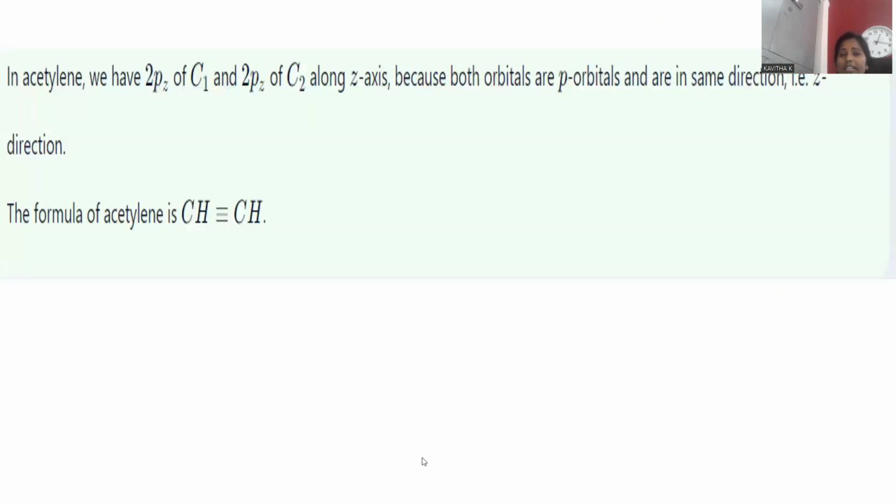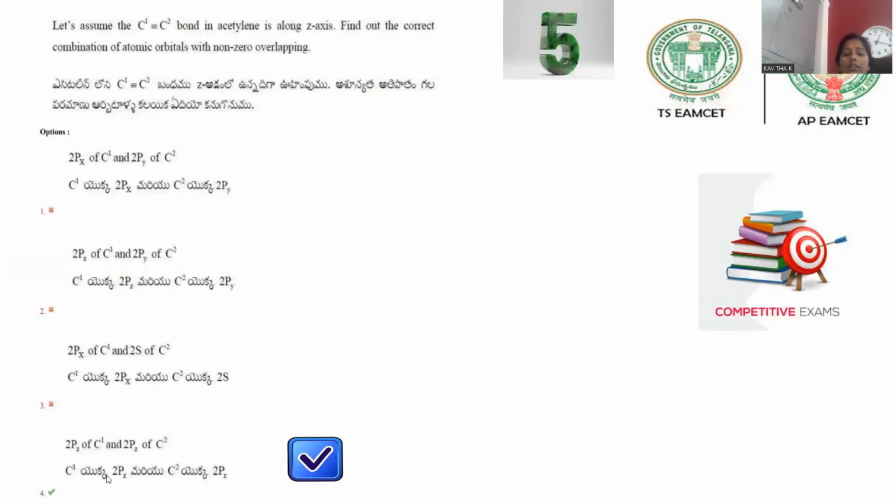Let's go with the detailed explanation. Acetylene is nothing but 2 carbons triple bonded. 2pz of C1 and 2pz of C2 are along the Z axis, because both the p orbitals are in the same direction. Both are in the Z direction only, so extent of overlapping and a linear bond formation is possible. So acetylene is given like this, CH triple bond CH. This is the only allowed type of bond formation. So for question 5, option 4 will be the right answer.